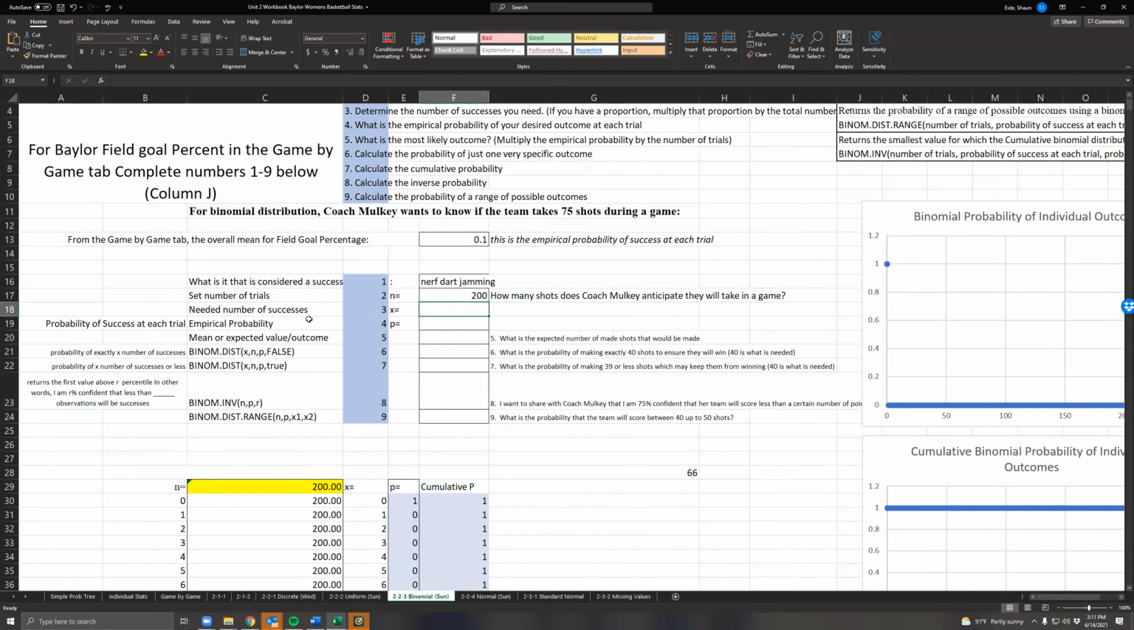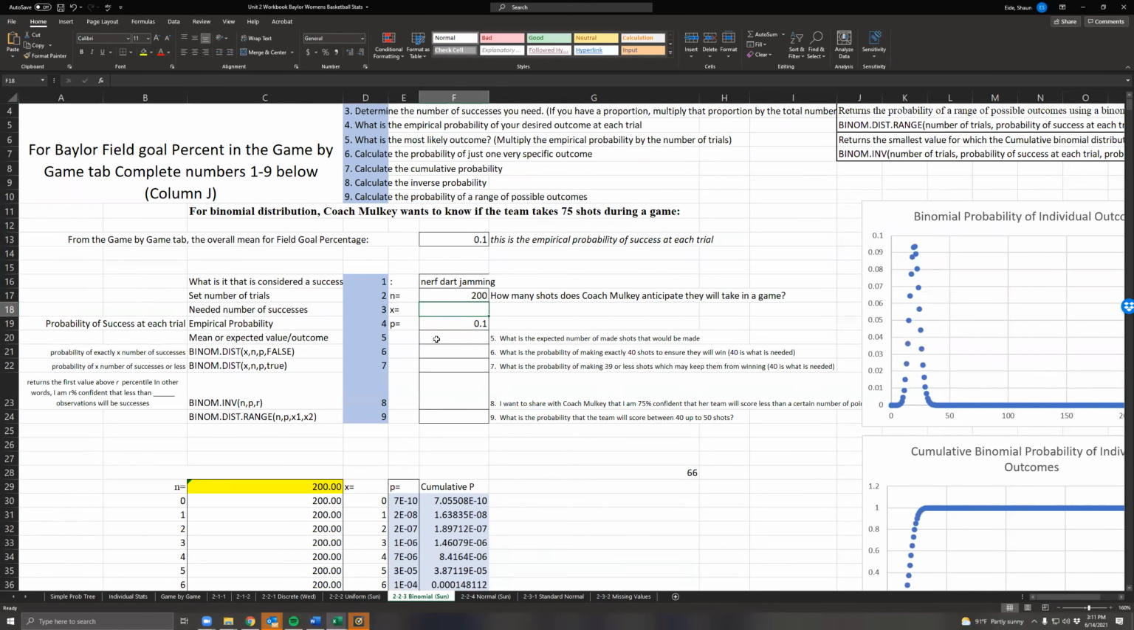Okay, so the needed number of successes and the empirical probability of success at each trial. So what did I say the empirical probability of success was at each trial? 0.1. 0.1. And what does that mean, empirical probability of success? Empirical probability. It's a term. I'm not sure.